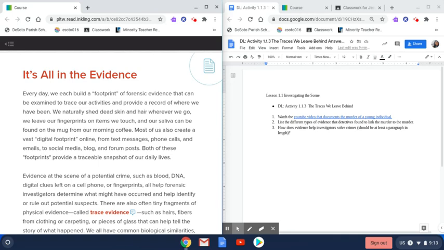You're going to tell me all of the different types of evidence that the detective found at the scene and used to solve the murder and to figure out who the murderer was. And in a paragraph format, you are going to tell me how evidence, any type of evidence, trace evidence, digital evidence, helps investigators solve crimes. When you're answering that question, your response should be more than one sentence. You should give me a good 5 to 8 sentence paragraph.